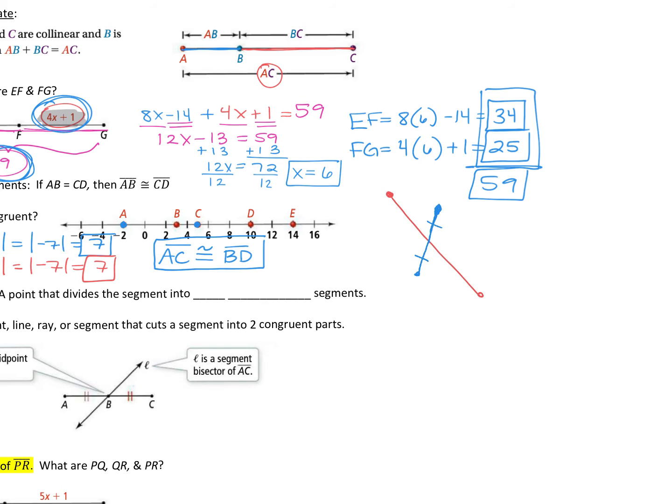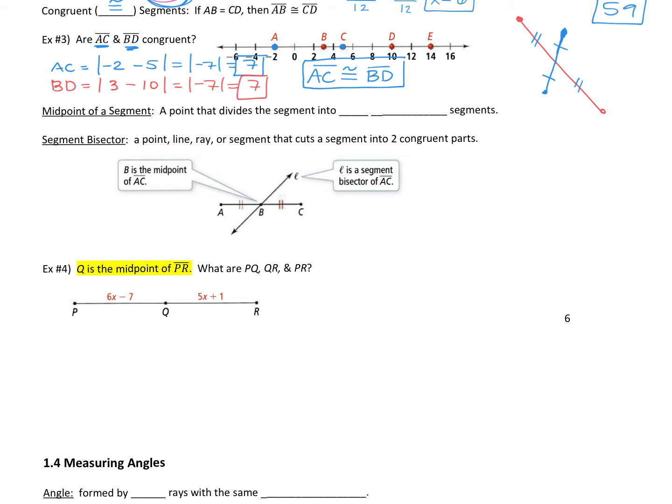But the red ones aren't equal to the blue ones, right? So the way we mark new ones that are congruent is we just do more hash marks. So 2 marks here with 2 marks here would say that the red ones then are congruent also. Does that make sense? So the more segments you're trying to mark congruent, the more markings you're going to give it. Okay?